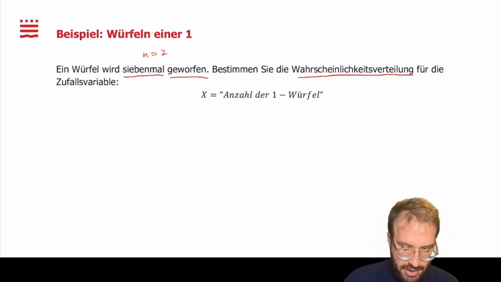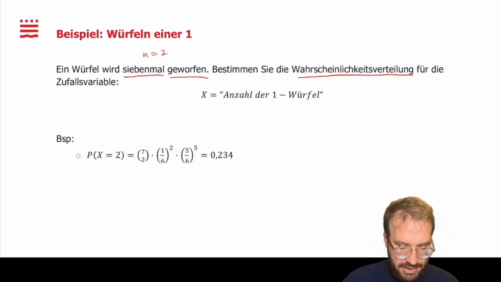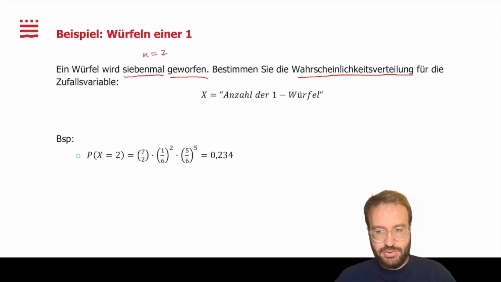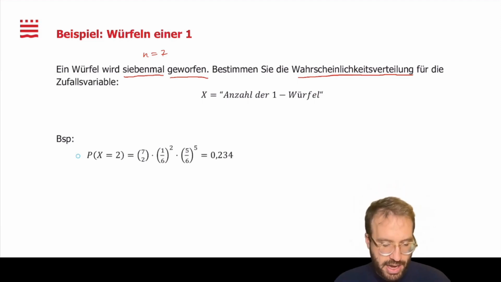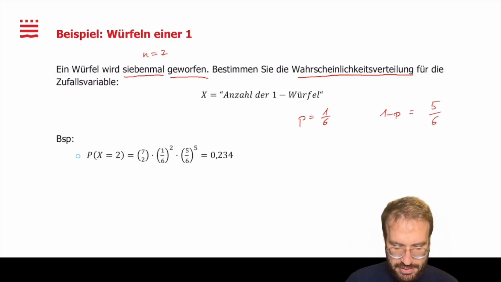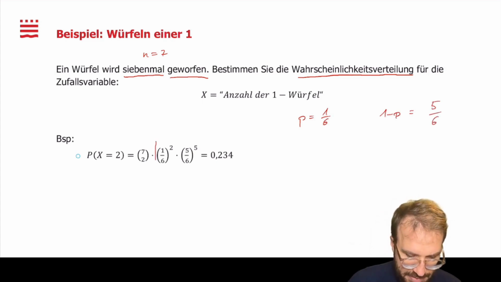Alright, then let's calculate what P of X equals 2 is, and you can already see the result. Let's take a quick look at how we can derive that. So we have p, which is our probability. That's 1/6, and then we have 1 minus p, which is equal to 5/6.